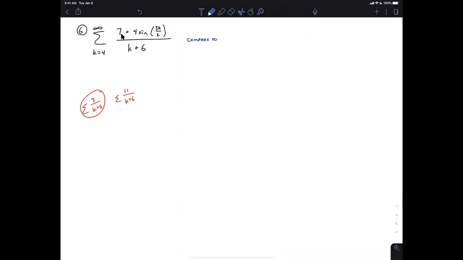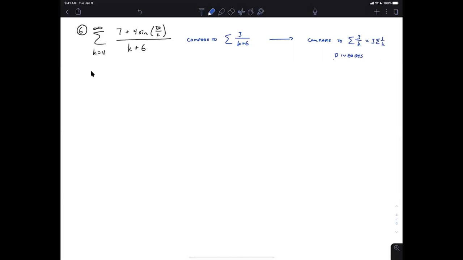All right, we're going to compare to 3 over k plus 6 first. The problem is that one's not a simple series. We, in turn, need to compare that to 3 over k. Now, this diverges, and so does this. So we know the answer ahead of time, but we're going to prove it step by step. So we take the 3 out, and this is 1 over k.